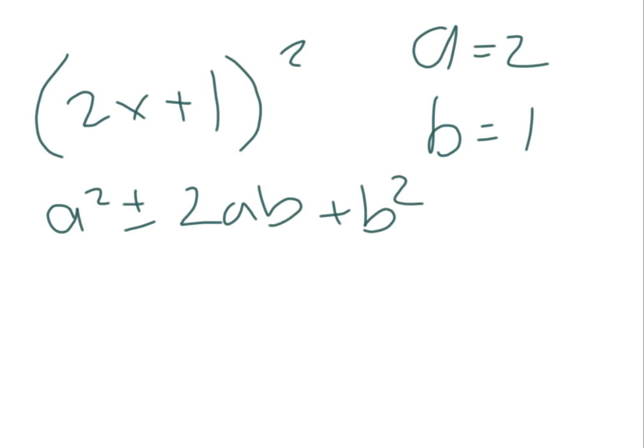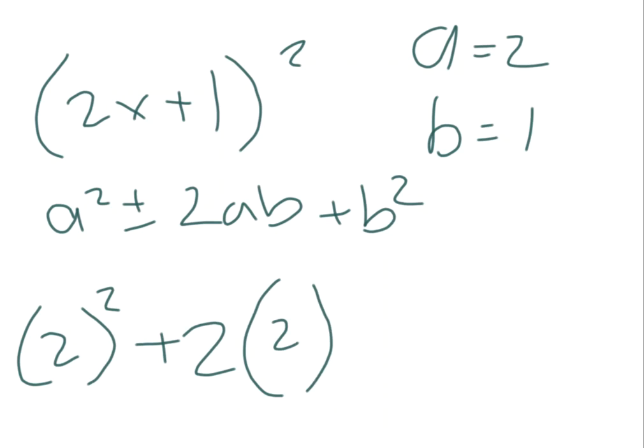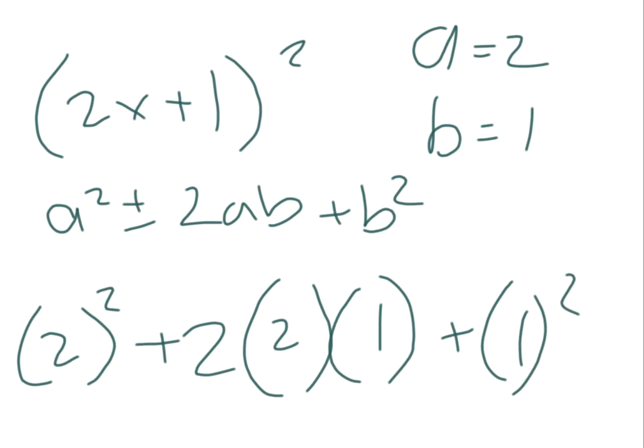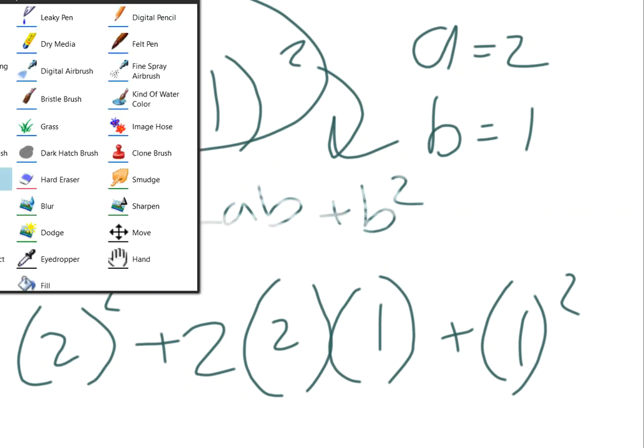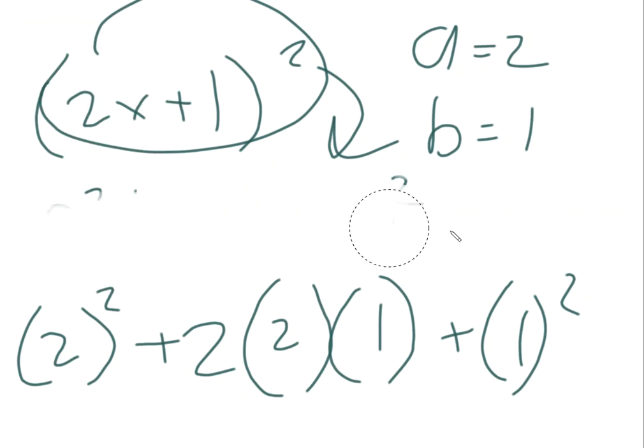So you plug in 2 for a, so you'll have open parentheses, close parentheses, 2 squared plus 2, plug in 2 for a, plug in 1 for b, and then do b squared, so 1 squared. And what this does is basically turns this into this. So let me just go ahead and erase some of this.